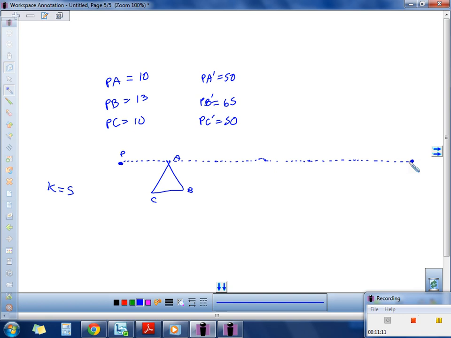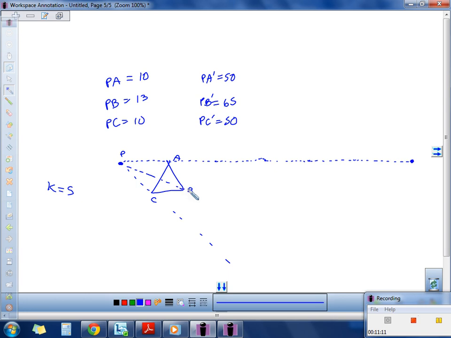Obviously, the bigger the number, the larger your picture will be. Along PB, I need to reproduce this measurement again. 5 times the length. So the new length is going to be 65. So it's going to be way out here off my page. PC prime is going to be along this, way down here off the page. So be able to reproduce that.